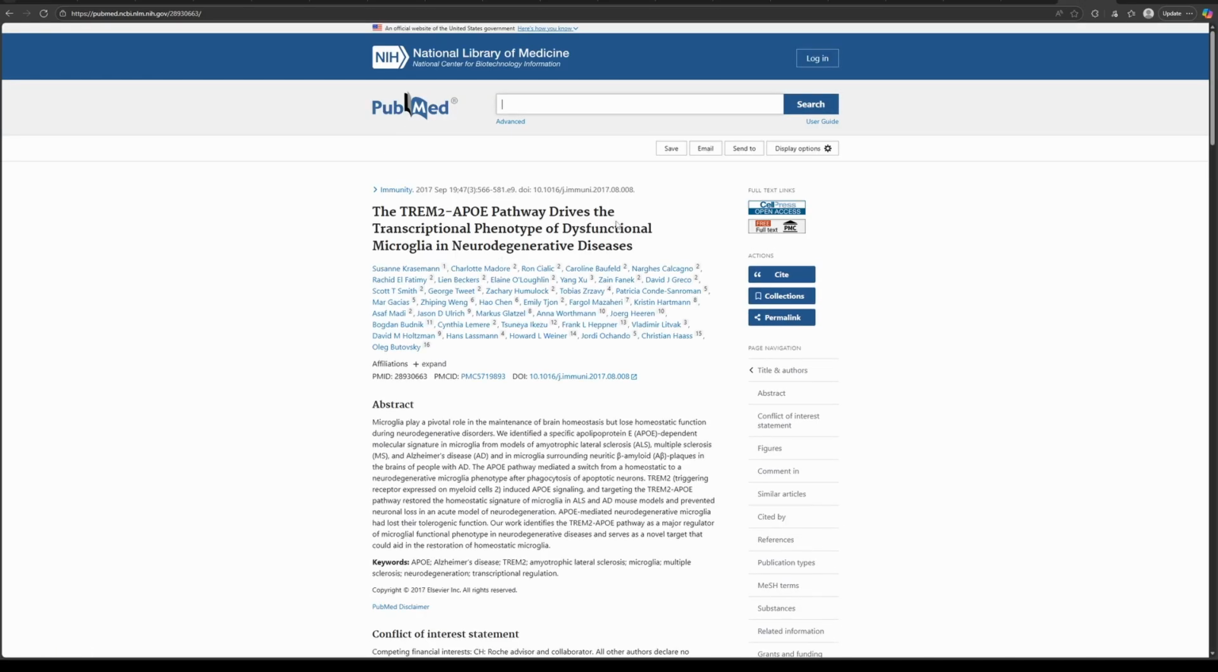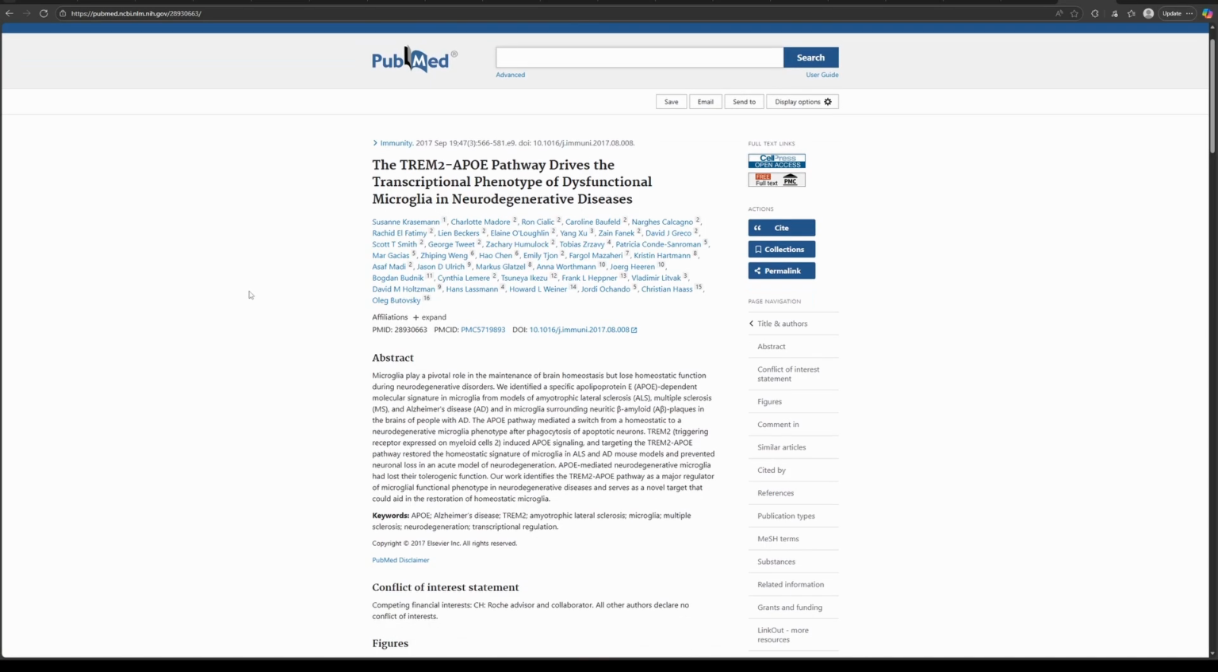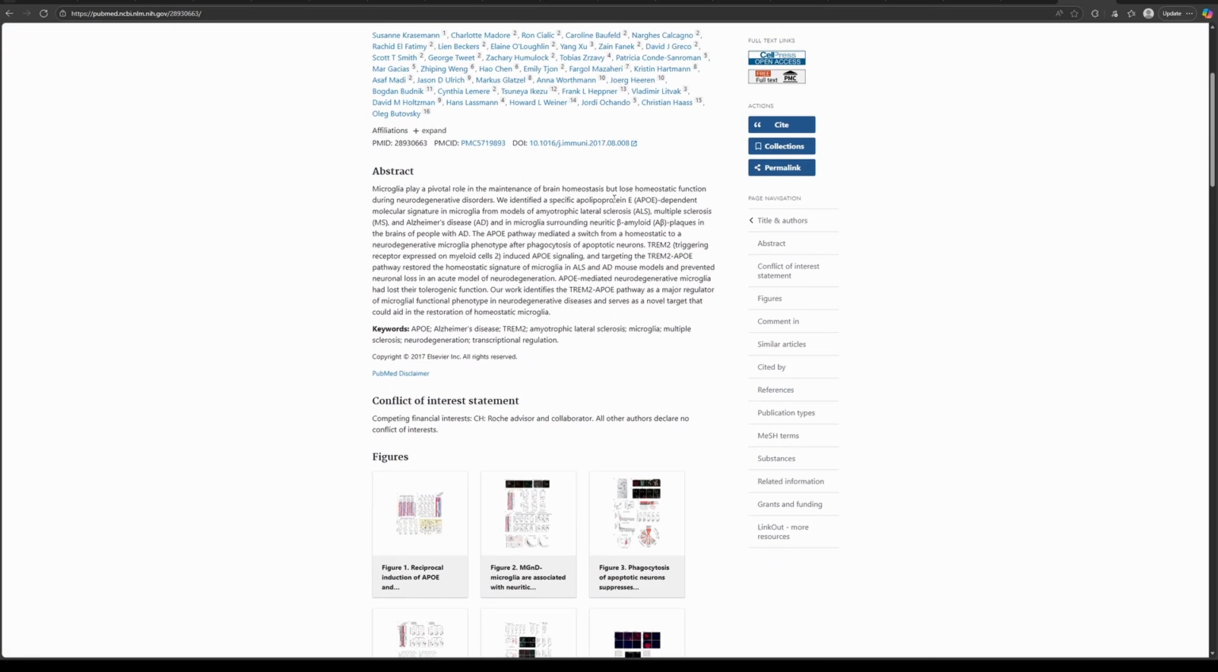The TREM2 APOE pathway drives the transcriptional phenotype of dysfunctional microglia in neurodegenerative diseases. Apolipoprotein E. I have no idea what that is. Form models of that. It mediated a switch from a homeostatic to a neurodegenerative microglia phenotype.